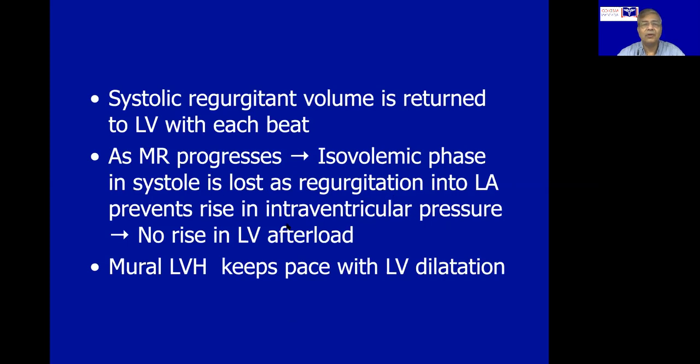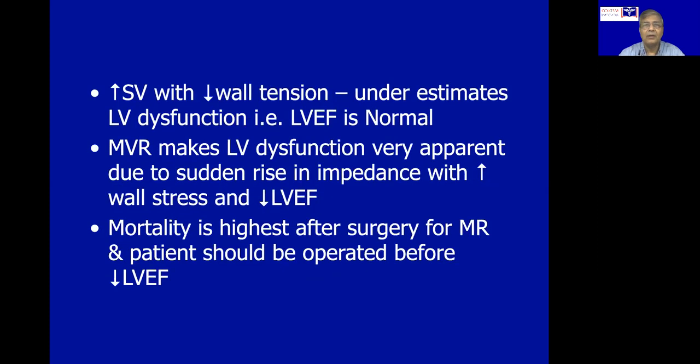Mural left ventricular hypertrophy keeps pace with the left ventricular dilatation. That is, as the dilatation takes place, the mural hypertrophy of the ventricular muscle wall also takes place. There is an increase in stroke volume with a decrease in the wall tension.